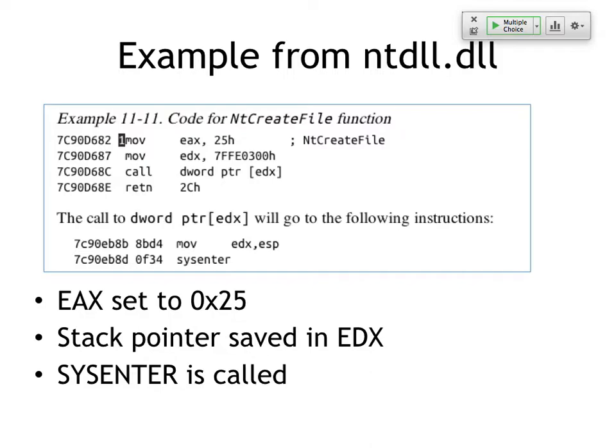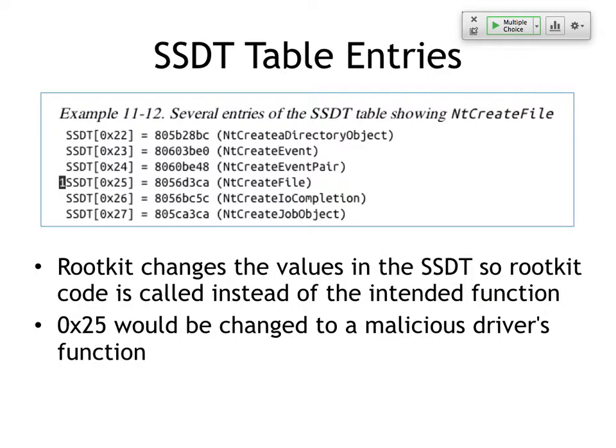So at the end, it's going to move the code number, NtCreateFile, then jump, call this where it calls a dword pointer, goes down here where it moves ESP and EDX, and calls sysenter. This sysenter command is the command 0F34 that runs a syscall in Windows. So you now have an SSDT table, and the table is just a whole series of pointers that point to all these functions: NtCreateDirectory, NtCreateEvent, on and on it goes.